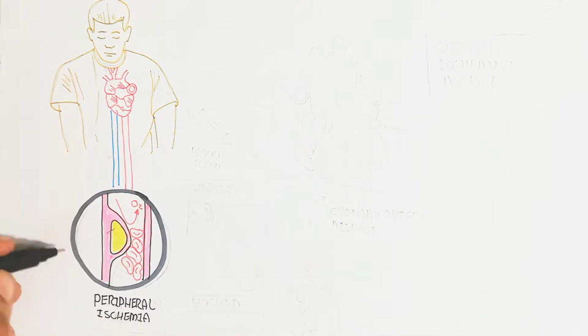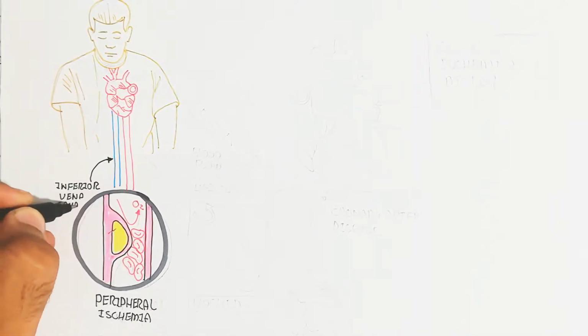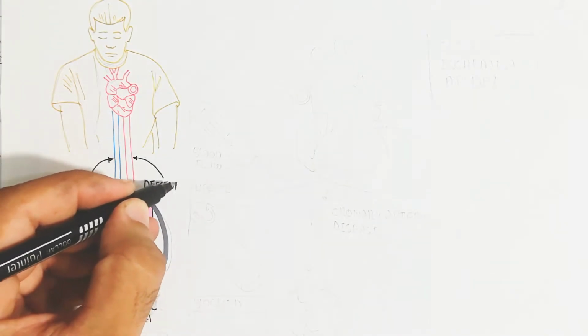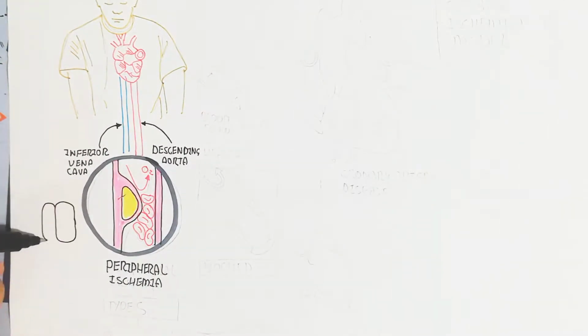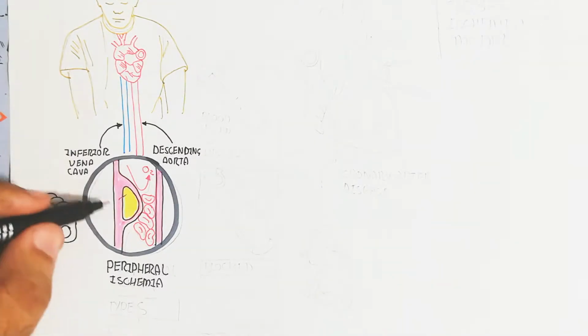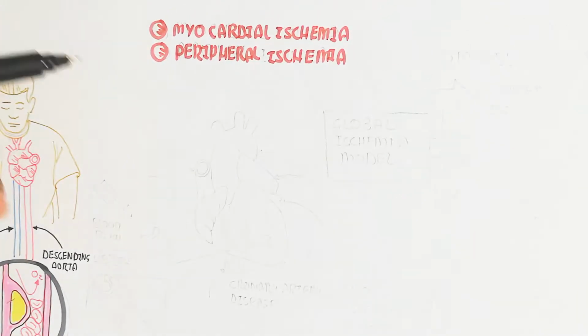So here is the descending aorta and inferior vena cava. This peripheral ischemia will lead to inefficient provision of oxygen, meaning anaerobic respiration will begin, but aerobic respiration will not occur, so oxygen is not used to produce more ATP, and in this way the cell will go to the death side.